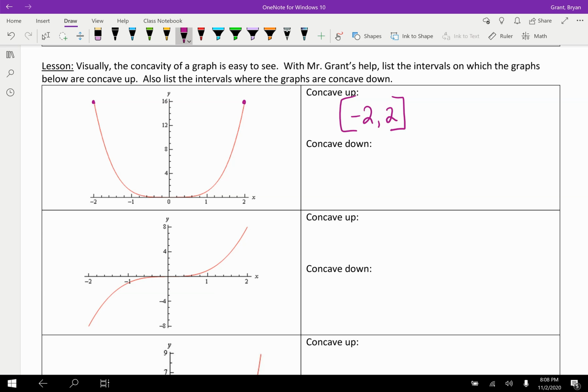Where is it concave down? It's concave down nowhere. So you could use this empty set for an interval, right? This isn't 0. 0 is the point right here. This is null. This is the empty set. Sometimes you'll see it written like that. There is no place where our graph is concave down.